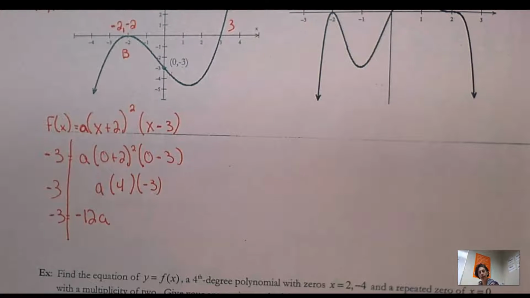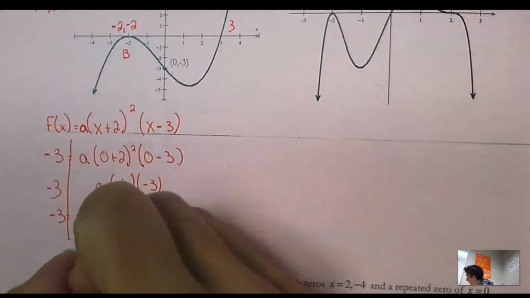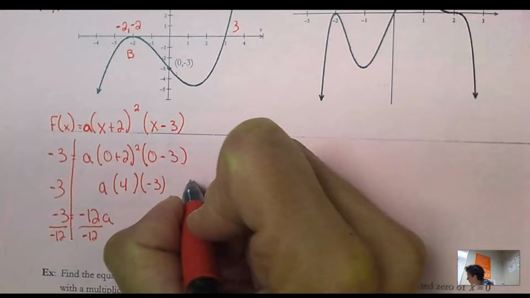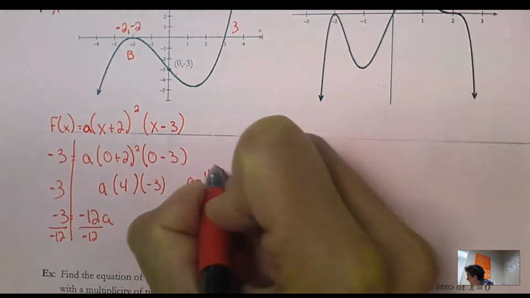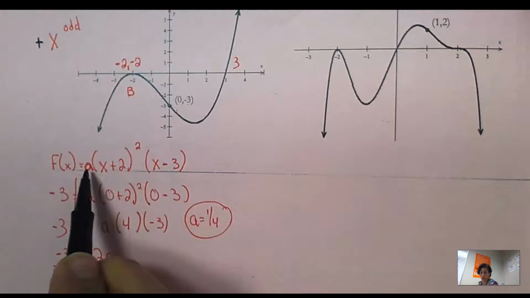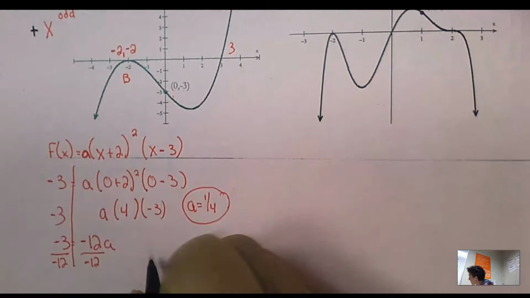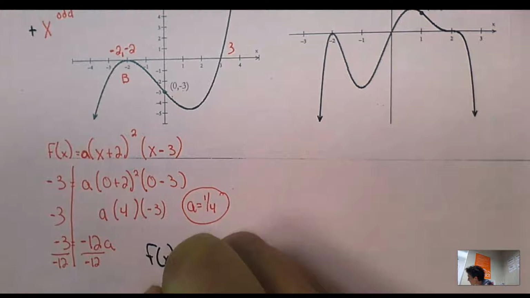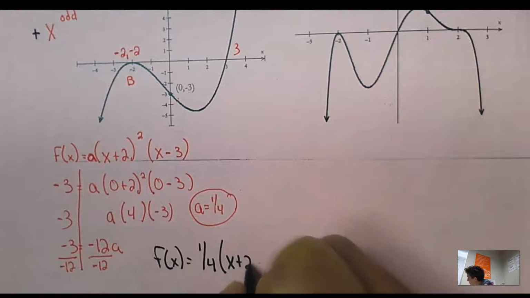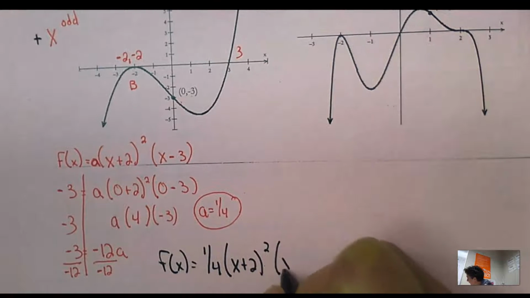And now to solve for a, I would just divide by -12, and that simplified is a fourth. So when I'm done, I get a to be 1/4, and then I can write the equation. Essentially, I just have to go up to here and replace that a with the 1/4. If I write it all over my function, a would be 1/4. I would do x plus 2 squared and x minus 3.